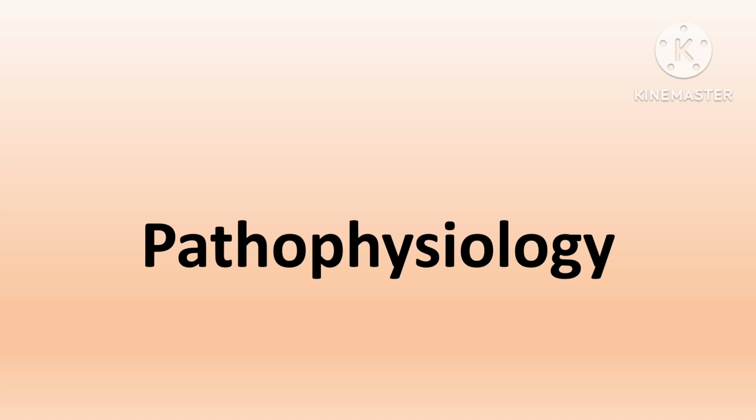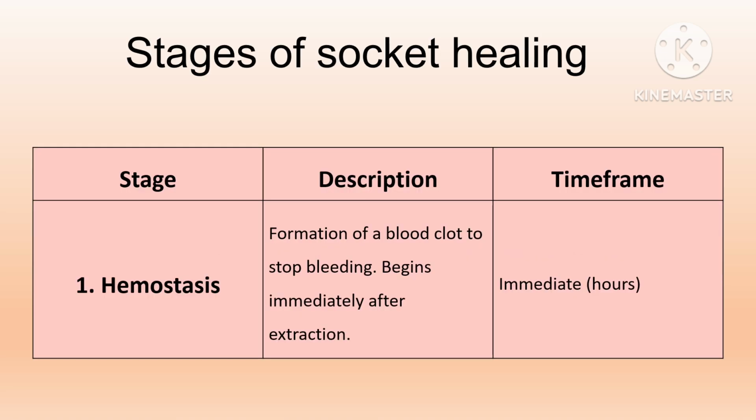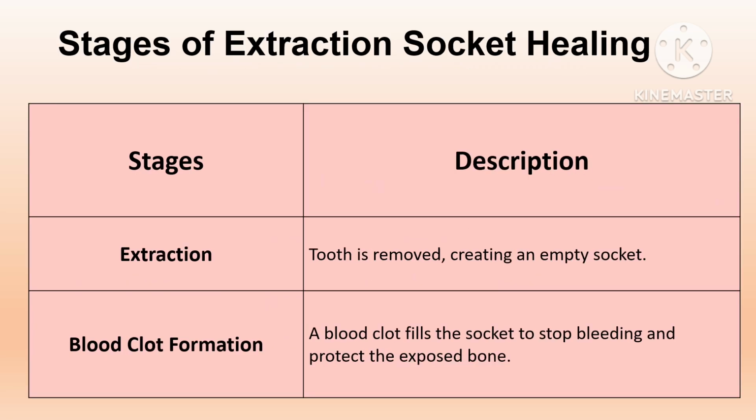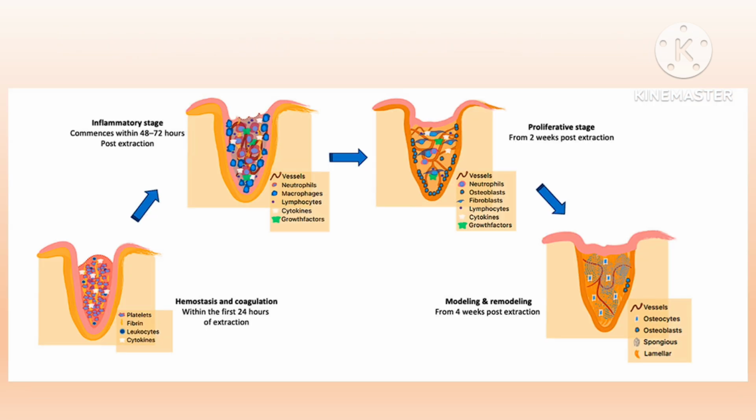Now let's discuss the pathophysiology of dry socket, but before knowing the pathophysiology, first we should be aware of the physiology of normal healing of a socket after the extraction. First of all, stage 1 is the hemostasis and the coagulation. In this phase, the body works to stop the bleeding by constricting blood vessels. A clot forms in the socket, providing a foundation for the next steps of the healing. This stage happens very quickly, within hours of extraction.